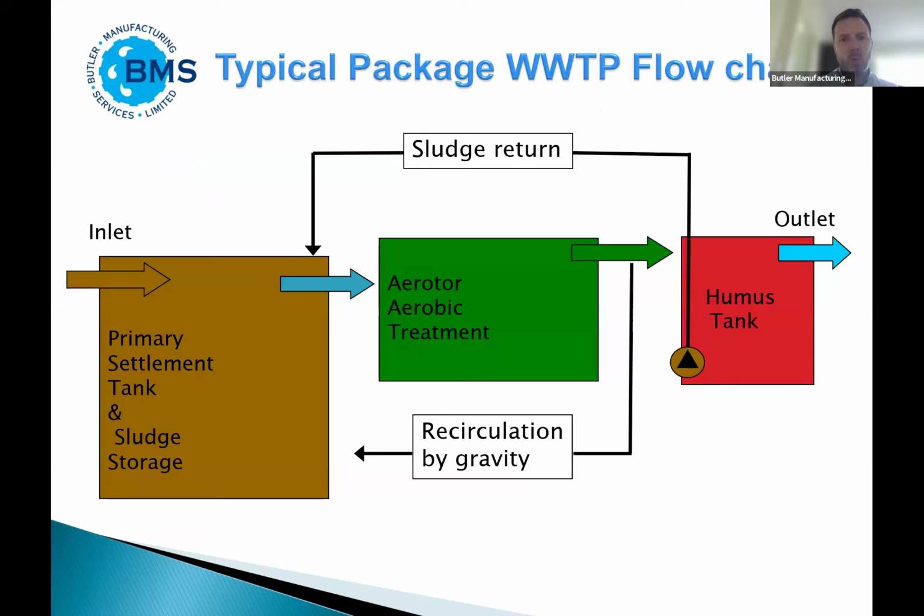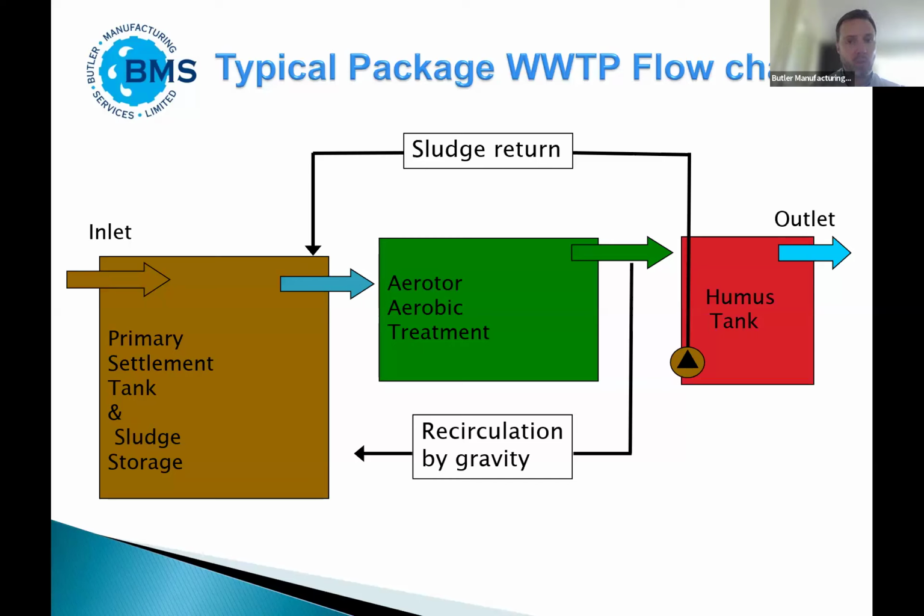Okay. How does a typical package wastewater treatment plant work? Typically, you've got primary settlement to start with, where gross solids of about 80 to 90% are taken out, along with BOD of about 20%. There's also sludge storage, because sewage biological treatment creates sludge, roughly between 3 to 5 liters of sludge per population equivalent per week. Then you've got aerobic treatment.